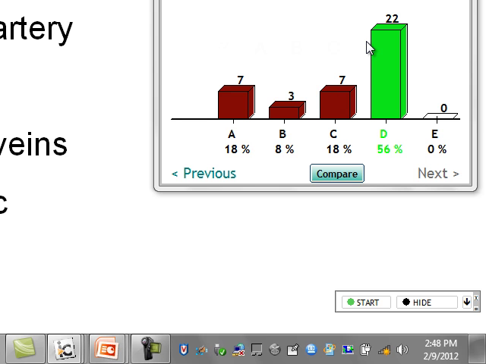So remember, arteries don't always carry oxygenated blood because the pulmonary arteries carry what? Deoxygenated blood to where? To the lungs. And the pulmonary veins carry oxygenated blood back to the heart. So the rule is a vein always carries blood where? Back to the heart. The artery always carries blood away from the heart.